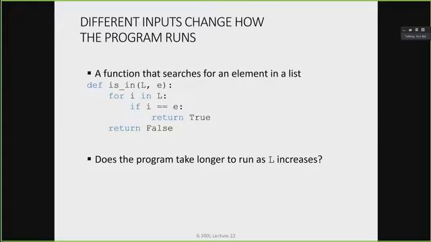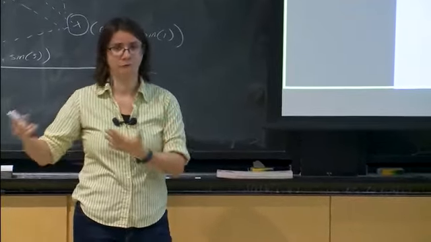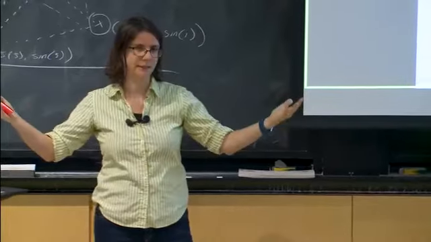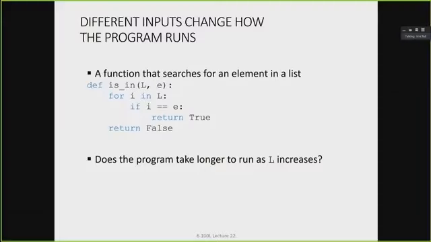When we say L is going to change, it could change in 2 ways, right? The elements in L could have different values, or the list length itself could be different. So in this particular function, let's say that the elements in L are small numbers versus big numbers. Okay? That's certainly something that could happen. And certainly with some functions, that's going to make a difference.